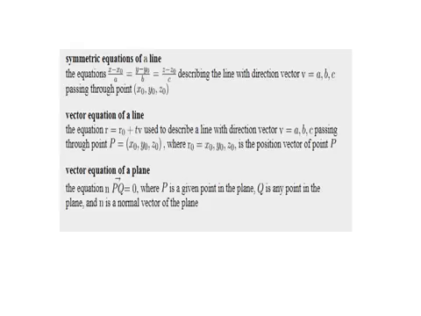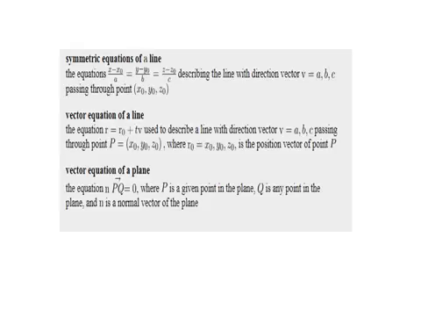Symmetric equation of a line. The equations (x minus x naught)/a equals (y minus y naught)/b equals (z minus z naught)/c, describing the line with direction vector v equals a, b, c passing through the point x naught, y naught, z naught. Vector equation of a line. The equation r equals r naught plus t v is used to describe a line with direction vector v having components a, b, c passing through the point P x naught, y naught, z naught, where r naught is the position vector of point P.